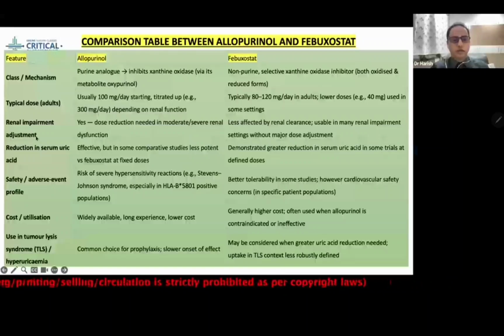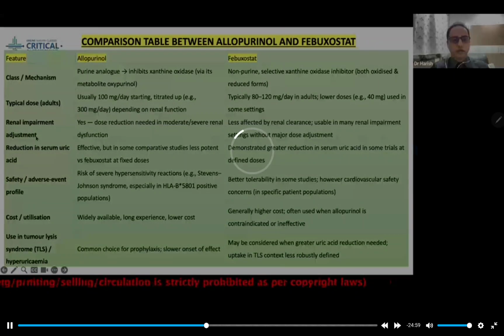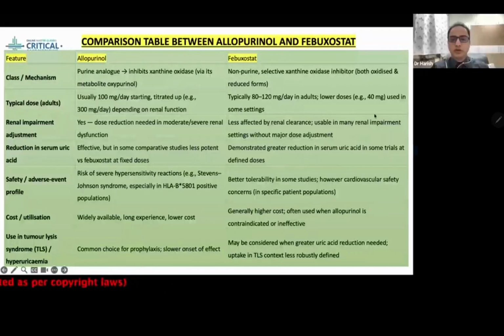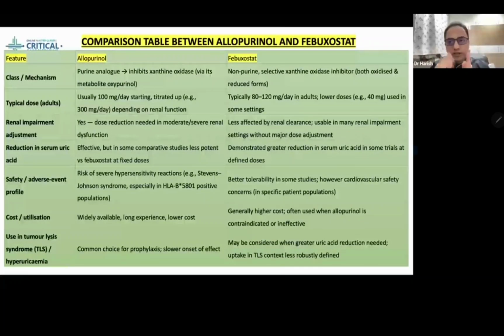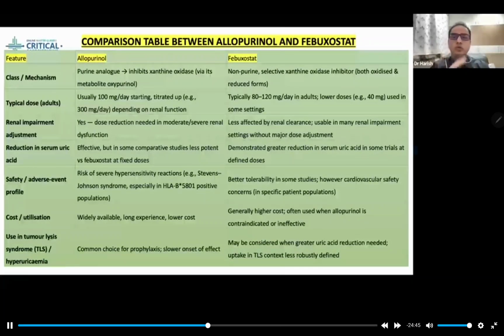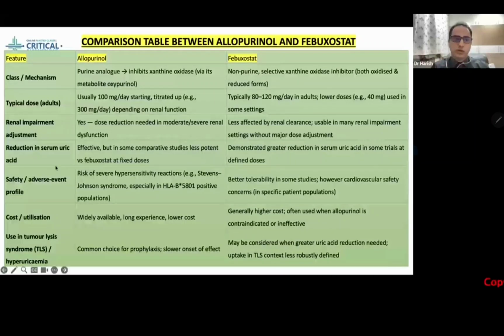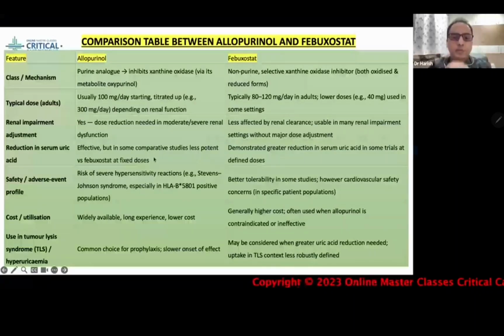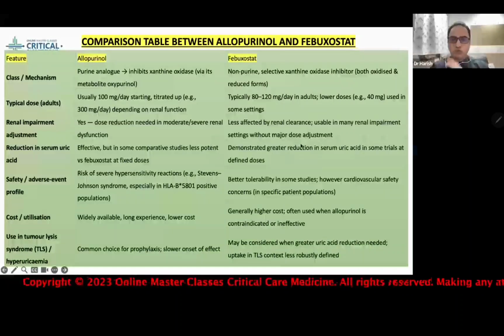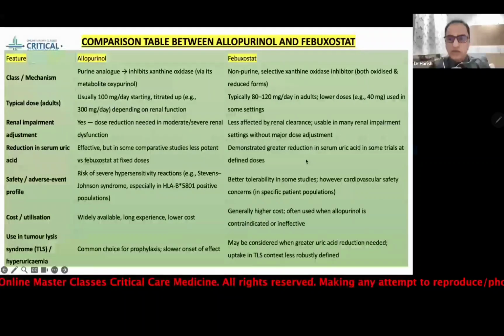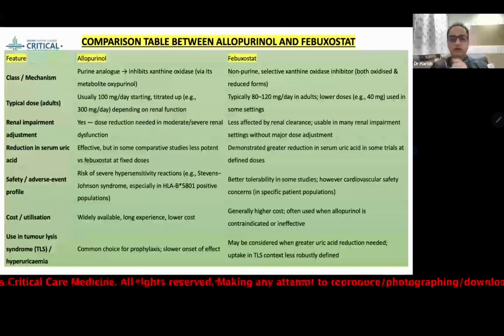In renal impairment, dosage adjustment is required for allopurinol, but febuxostat is less affected by renal clearance, so it is usable in many renal impairment settings without major dose adjustment. So remember, with allopurinol renal function is the concern. Febuxostat has some cardiac dysfunction problems, cardiotoxicity. For reduction in serum uric acid, allopurinol is effective, but in some comparative studies it is less potent than febuxostat at fixed dose. Febuxostat gives greater reduction in serum uric acid in some clinical trials at the defined dosage.